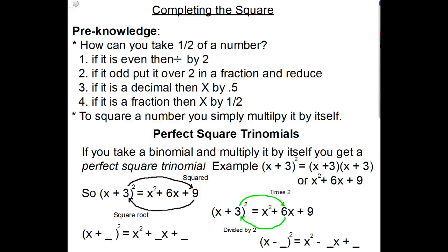Okay, today's lesson is about completing the square. Completing the square is a method of solving quadratic equations and factoring trinomials. So we're going to take a look at this.